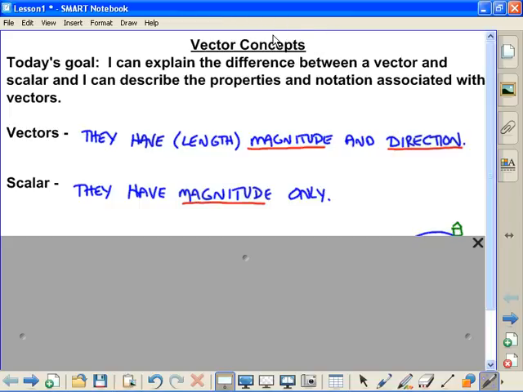And our goal is, I can explain the difference between a vector and a scalar, which is very important, and I can describe the properties and notation associated with vectors. So we're going to talk about a whole bunch of stuff with regard to just the general notation and sort of getting everyone on the same base.